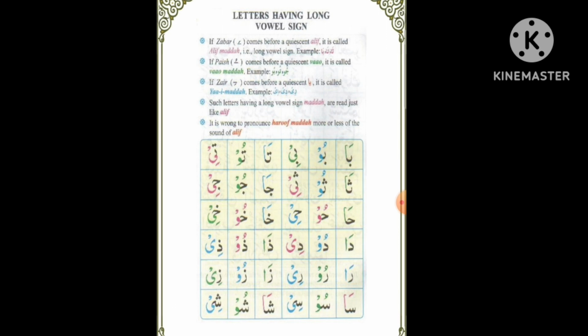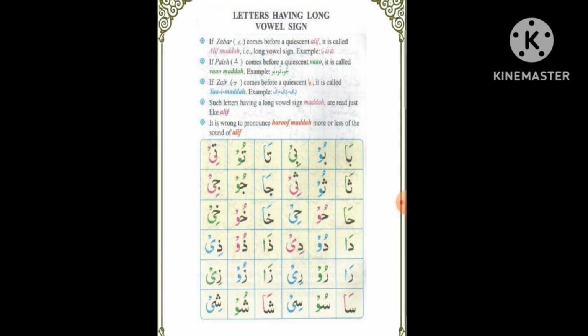Okay, so this is our new lesson, but it is very much similar to the vertical zabar, vertical zir and reversed pesh. What is this? In this lesson, you can see letters having a long vowel sound. The vertical zabar, vertical zir and reversed pesh were the long vowel sounds. These that we are going to learn now are also long vowel sounds, but these are called the letters of maddah.